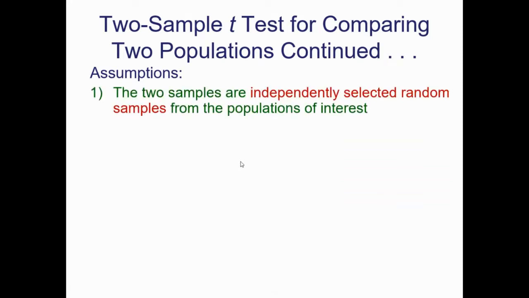Okay, so as with any good hypothesis test, we've got to make assumptions here. For the assumptions, the two samples need to be independently selected random samples from our populations. Independent random samples.